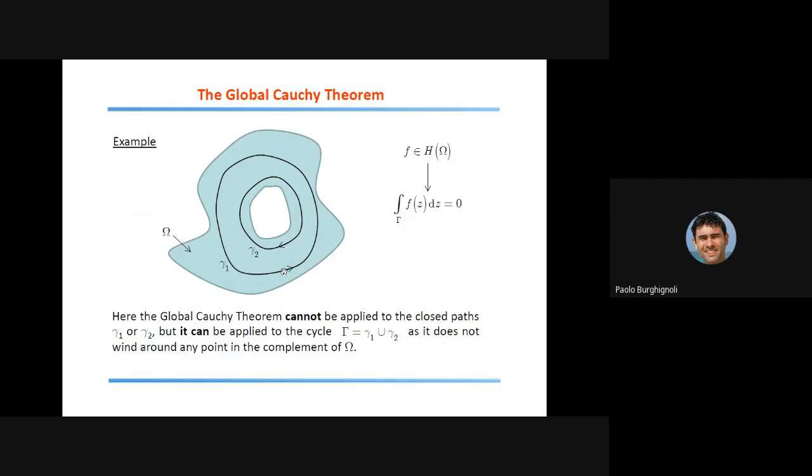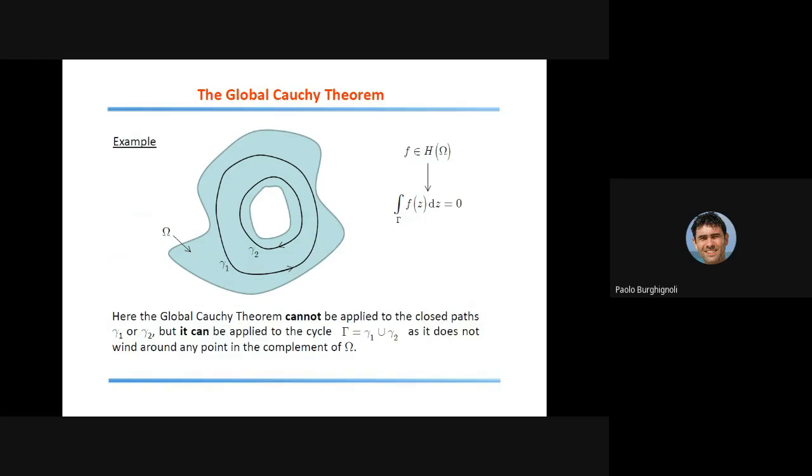That's because gamma does not wind around any point outside omega. It does not wind around any point in the unbounded component of the complement of omega, but it does not wind also around any point inside the hole, because gamma 1 winds once in anti-clockwise sense, but gamma 2 winds in the opposite direction, so the net sum of the winding number is equal to 0. In this example, therefore, the global Cauchy theorem cannot be applied to the single path gamma 1 or to the single path gamma 2, because, for example, gamma 1 winds around the points inside the hole. So we are not in the position of applying Cauchy theorem to gamma 1, but we can apply Cauchy theorem to capital Gamma, that is the union of gamma 1 and gamma 2, because it does not wind around any point, as I said, in the complement of omega.